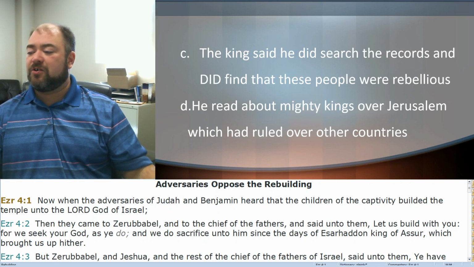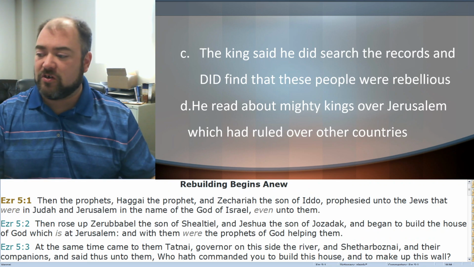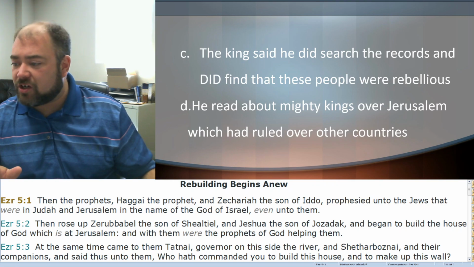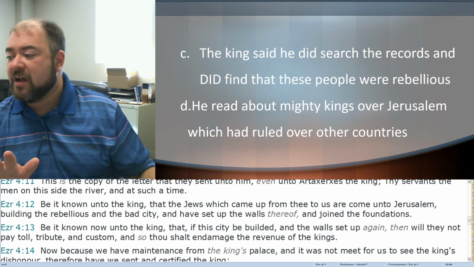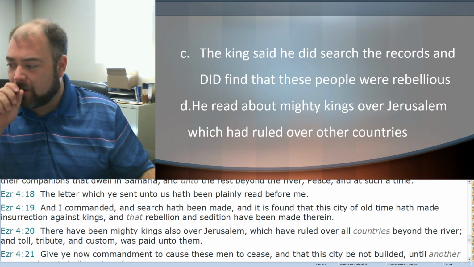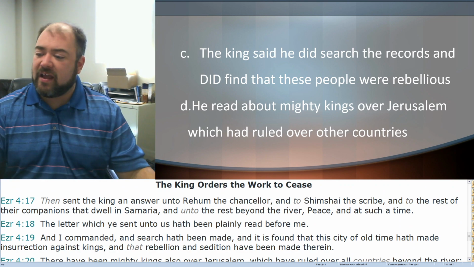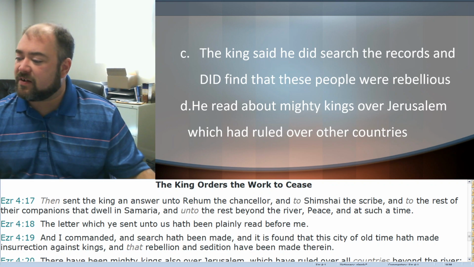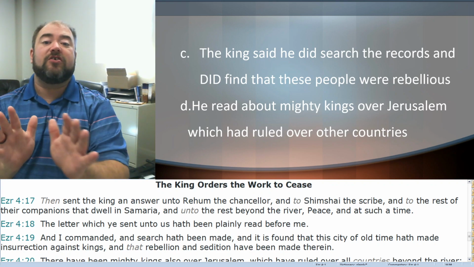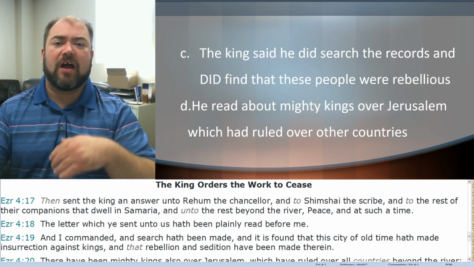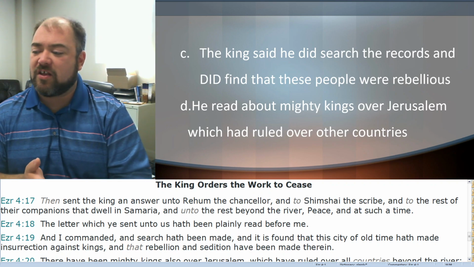Look back here with me, a couple of the verses. It says, then the prophets... not chapter 5. We're still in chapter 4, excuse me. We're just at the very bottom of chapter 4, verse 17. Then sent the king an answer. And here's the answer that he sent. He said, verse 18, the letter that you sent was plainly read before me. The letter, I read it all. I looked at everything that you had for me.